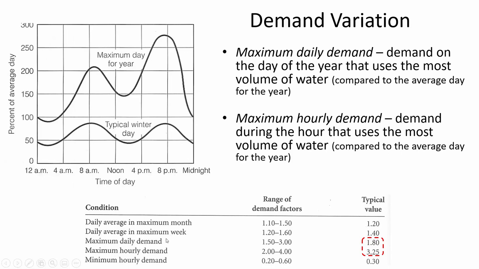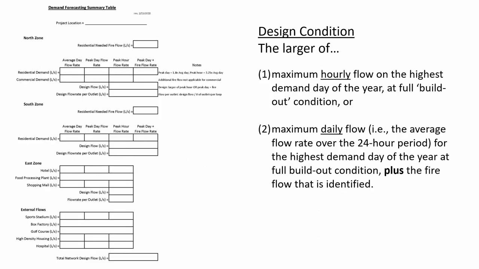It can handle either this maximum hourly demand or the maximum daily demand plus a fire occurring at the same time. There is a summary handout, the page after the one that we've just been talking about, that says Demand Forecasting Summary Table, and helps you to understand what are the flow rates that you should assume is going to be coming out of those green arrows. So it says here that the design condition is the larger of the maximum hourly flow or the maximum daily flow. And I've constructed this demand forecasting table in a really specific way. Certain cells are merged together, certain cells are separate, and it means something.